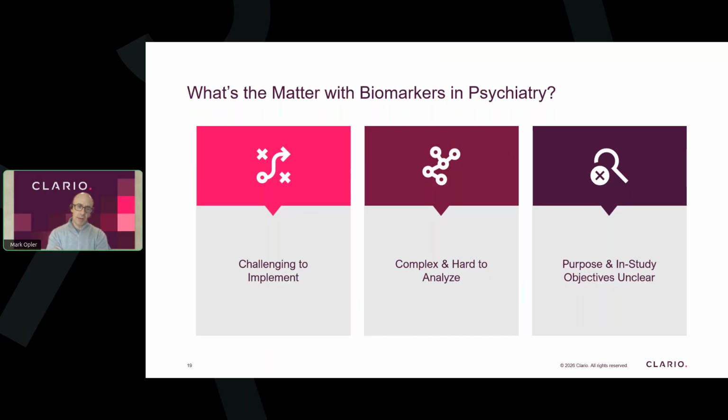The second point about a lot of the digital biomarkers in psychiatry is that some of them are very complex and hard to analyze. Some of this arises out of the use of black box AI techniques, coupled with datasets that don't generalize well. The third issue is often that the purpose behind these tools, why are we using them, what problem are they solving for, is often unclear. I think between these three challenges, we've seen a big barrier to adoption as well as limited impact. Let's go to the next slide.